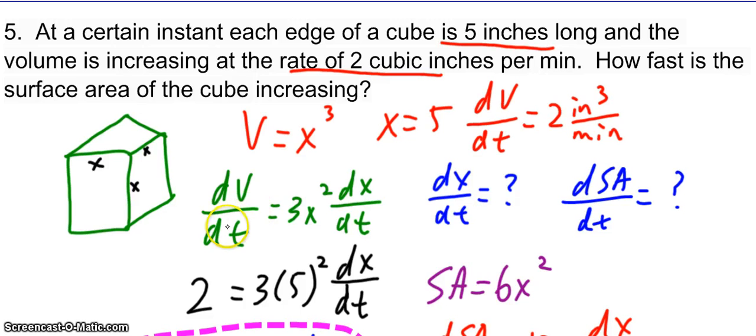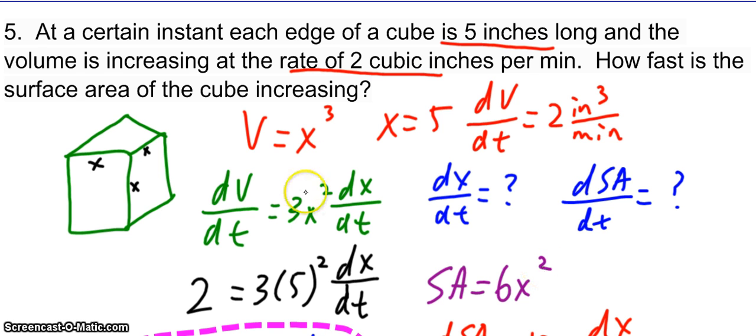Since we know dV/dt, we need to use the volume and dV/dt, the rate of change of the volume, in order to find the rate of change of one of the sides, in order to find the rate of change of the surface area. So in this case, we're going to use a volume equation. Volume equals x cubed. We know x is 5 at the instance we care about. We know dV/dt is 2 inches cubed per minute, but we have to find dx/dt in order to find dSA/dt, where dSA/dt is the rate of change of the surface area. I also know my surface area equation is 6x squared, because there are 6 sides to a cube, and each has an area of x squared.